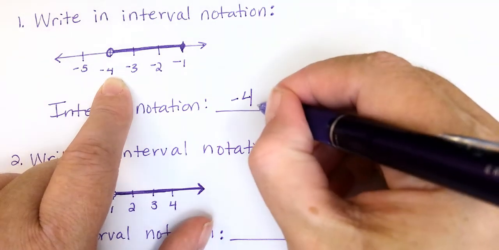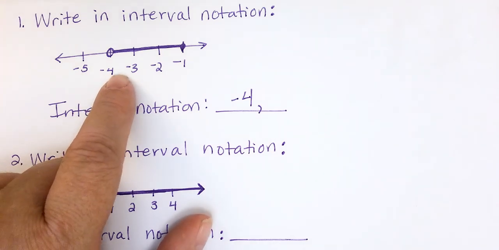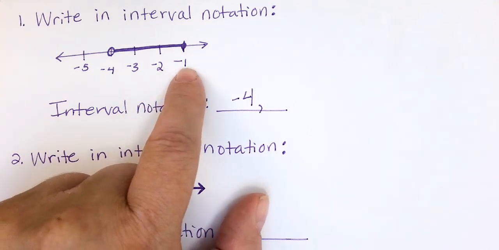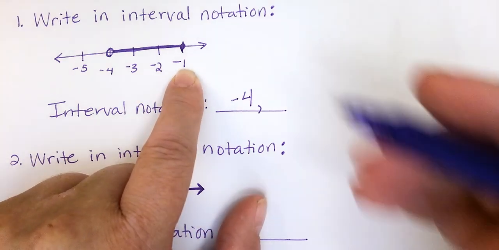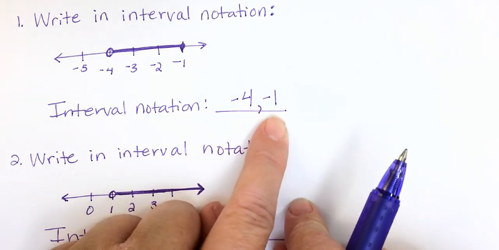So that's going to be the first thing that we write for our interval notation, negative 4. And then you're going to put a comma, and then you're going to tell me, where does this end? If I keep going from left to right, all of this is shaded, but it stops being shaded at negative 1. So this is where it starts shading, and this is where it ends shading.